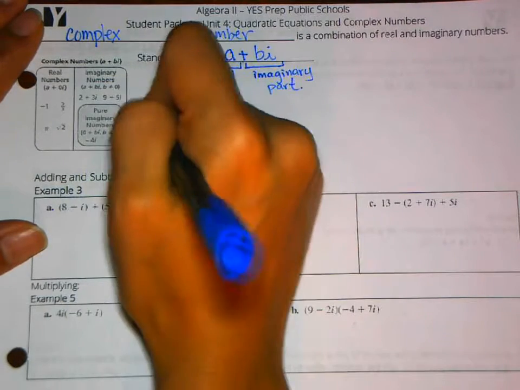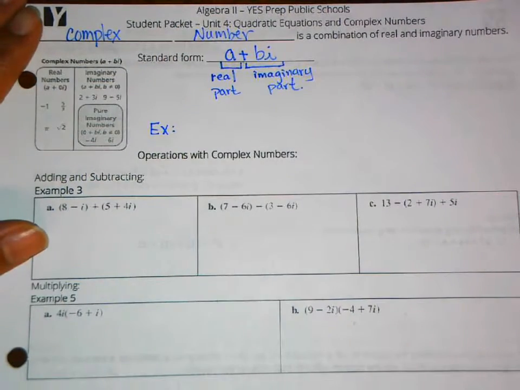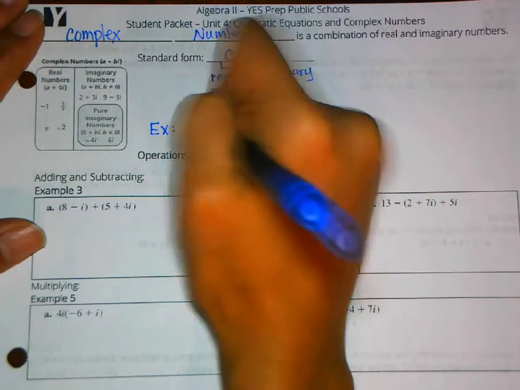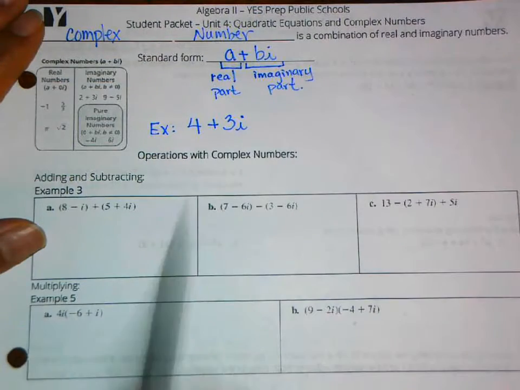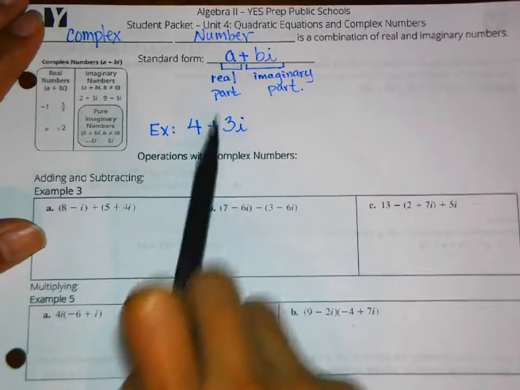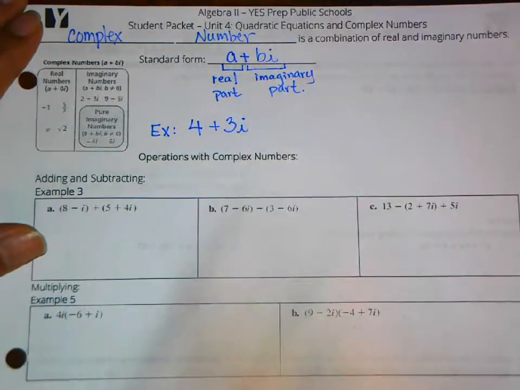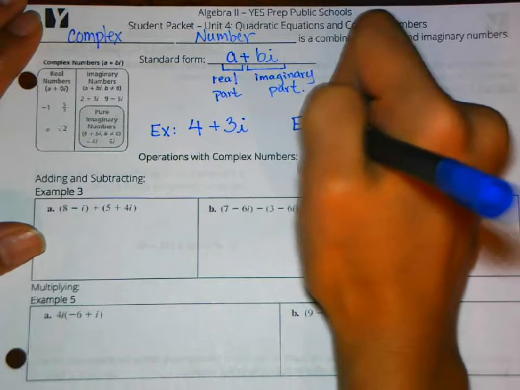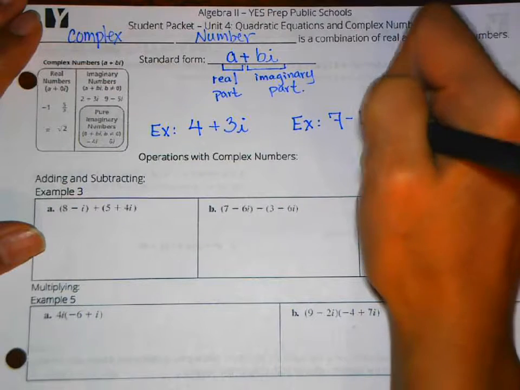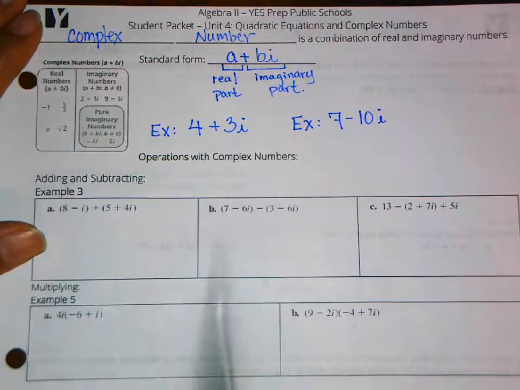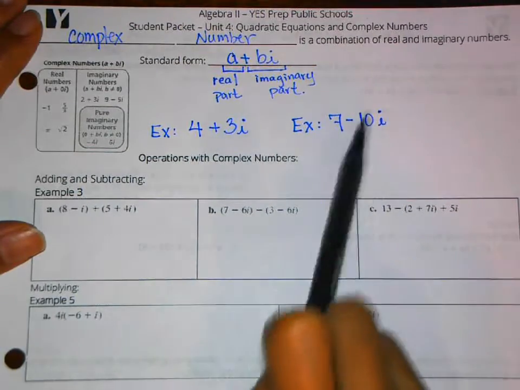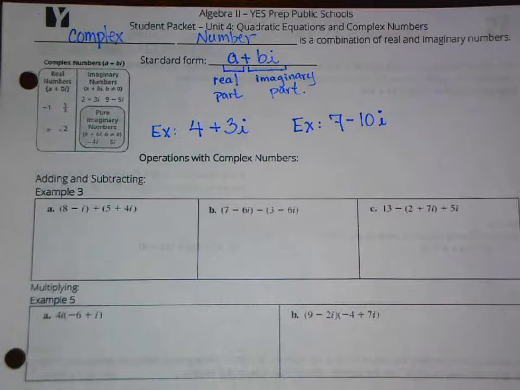So an example of a complex number in standard form would be 4 plus 3i. 4 is the real part because there's no i attached to it. 3i is my imaginary part. Another example could be 7 minus 10i. Right? So you have 7 is the real part, and minus 10i, negative 10i, is your imaginary part.